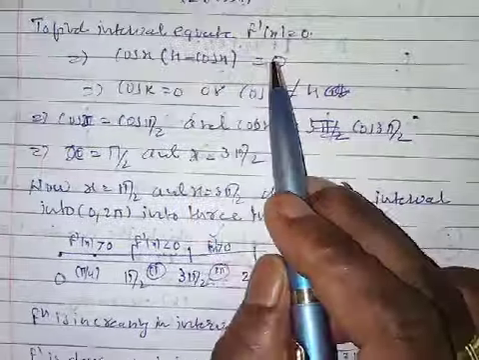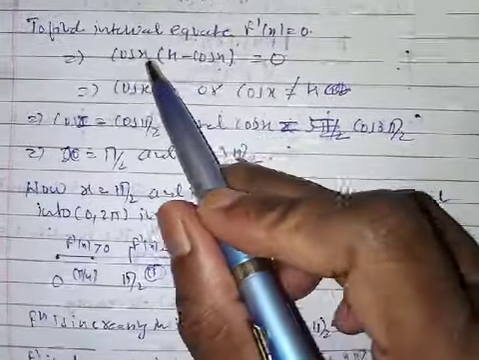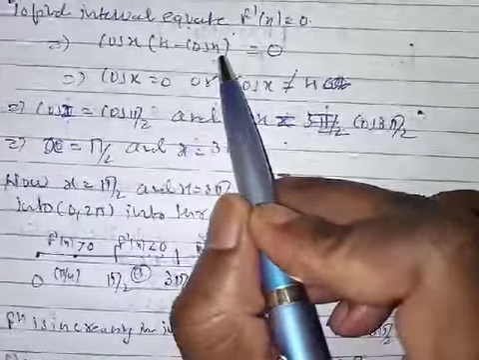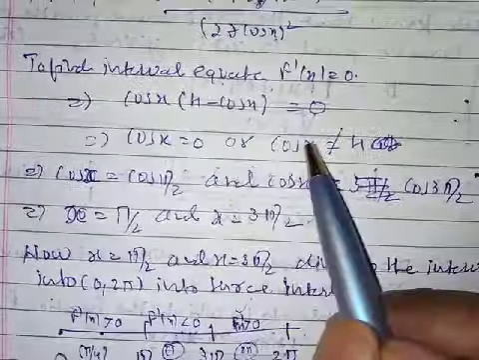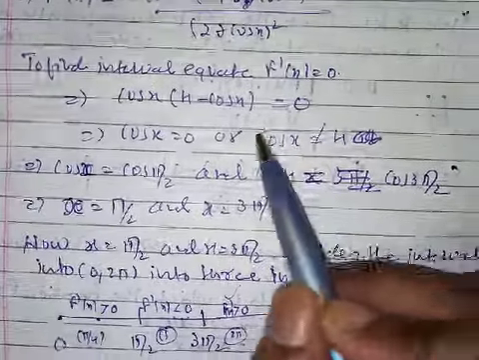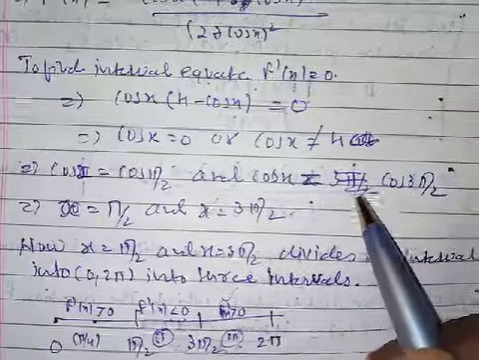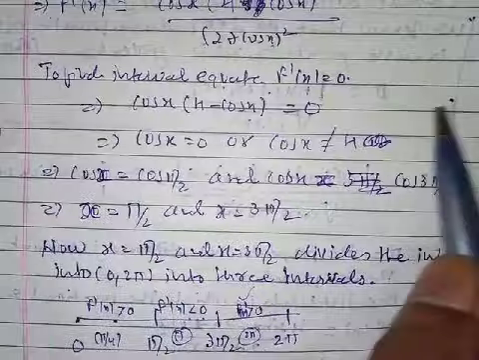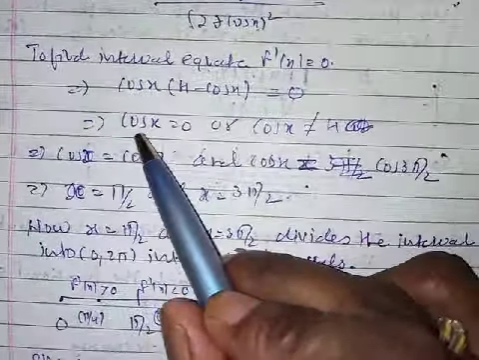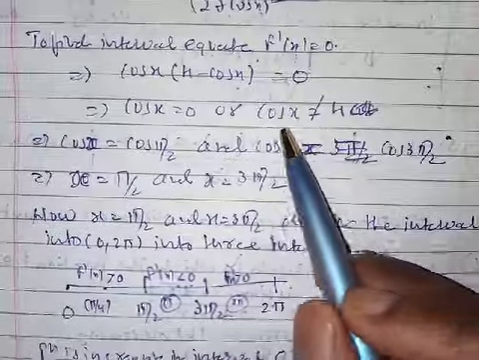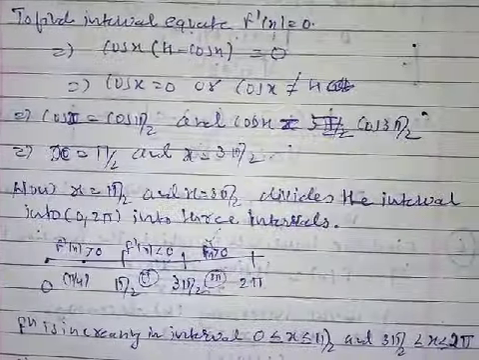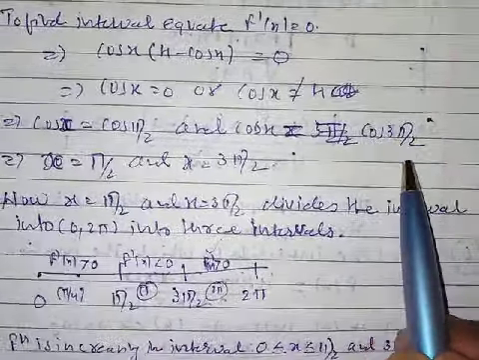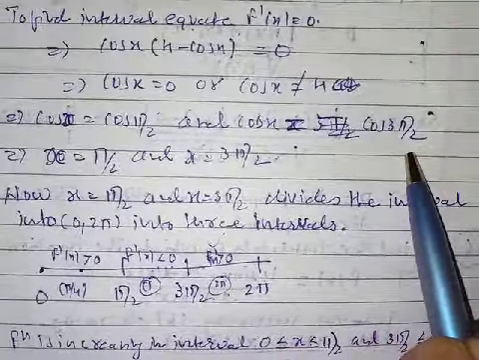If cos x is equal to 0, that is one case; in the other, cos x is equal to 4, but that is not possible, because the range of cos x is minus 1 to 1, so it cannot be 4. Therefore cos x is not equal to 4. So where is cos x equal to 0? At π/2 and 3π/2, the cos value is 0.